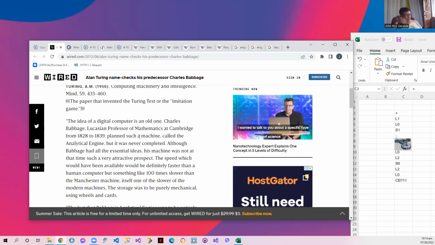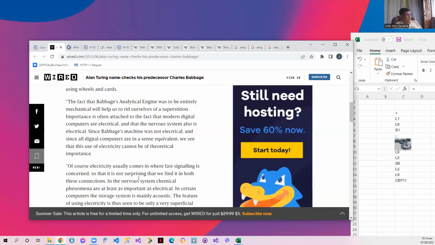So he's saying that the speed at which the analytical engine could do computations is something like 100 times slower. It's faster than a human doing the calculation, but 100 times slower than the Manchester machine. What's the Manchester? That's the Manchester Baby in the UK, right after the war. It is one of the slower of the modern machines. Manchester Baby is considered to be one of the slower ones itself. The storage was purely mechanical using wheels and cards.